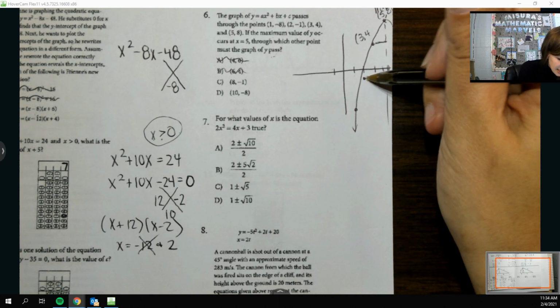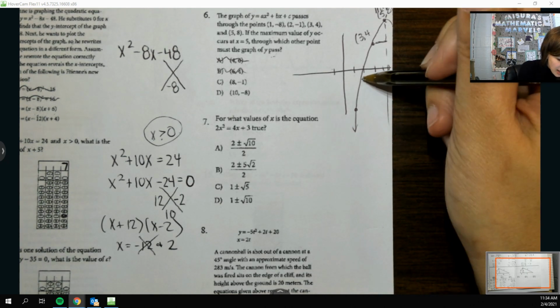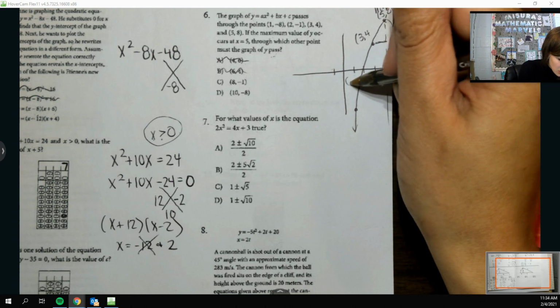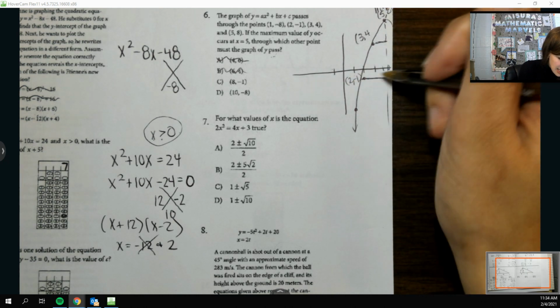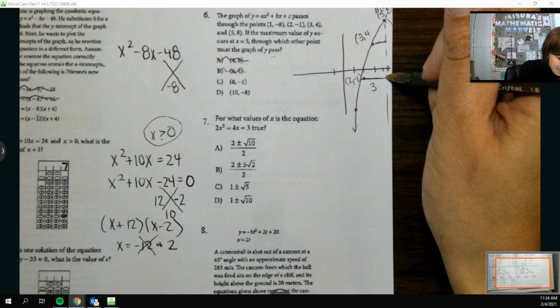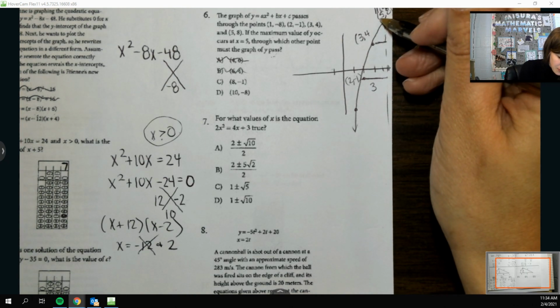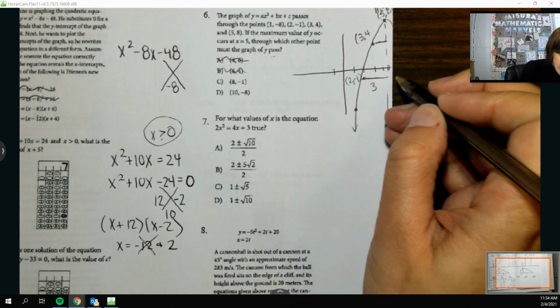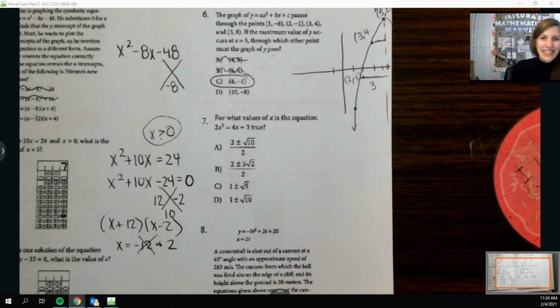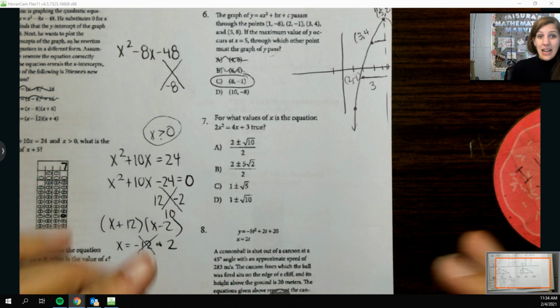This point here, because again, it always has to be equidistant away. This point was 2, -1. So that's like 3 away. So if I go 3 away on the other side of 5, that's 8. And it has to be at the same height. Oh my God, that's 1. Yay. Okay. Kind of wild.